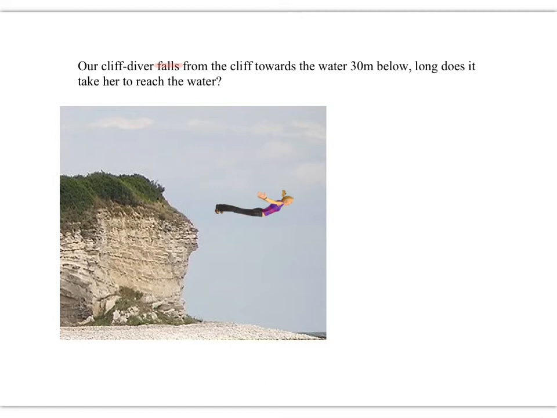Since it's a free fall problem, we can assume that the acceleration is that due to gravity, and for all these problems today, I'm going to use 10 meters per second squared for gravity. The other piece of information given is that the water is 30 meters below. So we've got some information about the distance. To solve this, I'm going to use dy equals viy t plus 1/2 ay t squared.